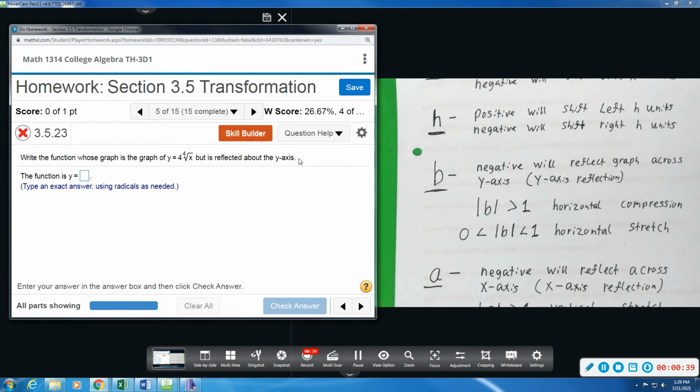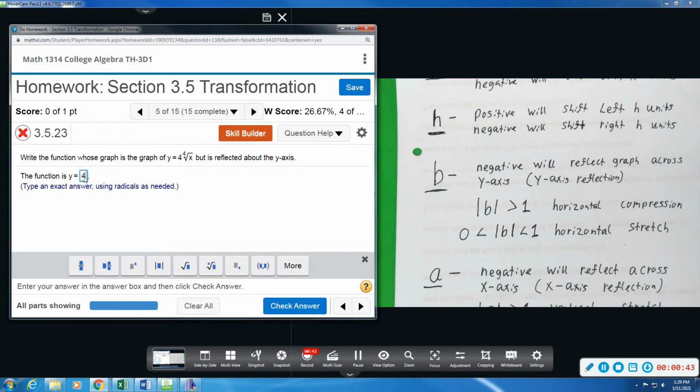So I'm going to write the same expression. I'm going to write a 4 out front, and then I'm going to choose the root that gives me a fourth root, and then underneath here I'm going to do negative x, and that's going to reflect it across the y-axis.